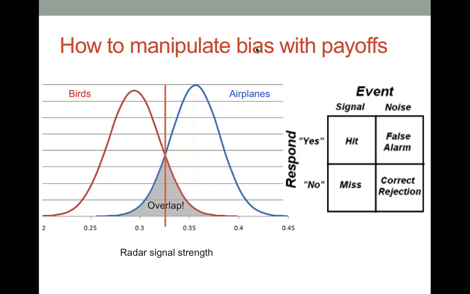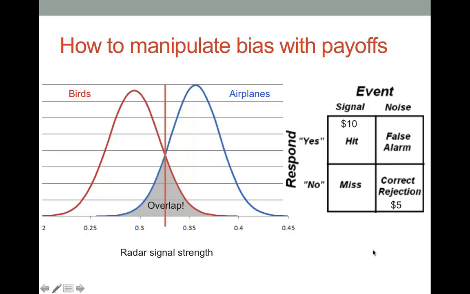So we can manipulate people's bias. People start off with their own biases. You'll find some people who are reluctant to call things airplanes unless they know it is, and you'll find some other people who are naturally willing to call lots of things airplanes or beeps or whatever your task is. But we can selectively manipulate it in the laboratory by using payoffs. So if I tell you, I will give you $10 every time that something is an airplane and you successfully call it an airplane, and I'll give you $5 every time something isn't an airplane, like it's a bird, and you know that it isn't an airplane.